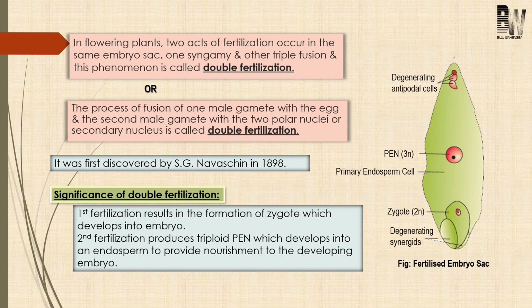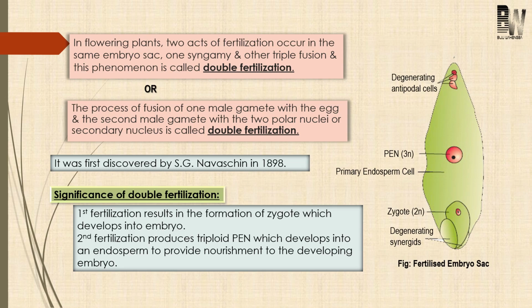You can define double fertilization in another way also: it is a process of fusion of one male gamete with the egg and the other male gamete with the polar nuclei or secondary nucleus. So this is the definition of double fertilization. Double fertilization was first discovered by S.G. Navashin in 1898, and it is found only in flowering plants, that is angiosperms. Other plants lack this process.